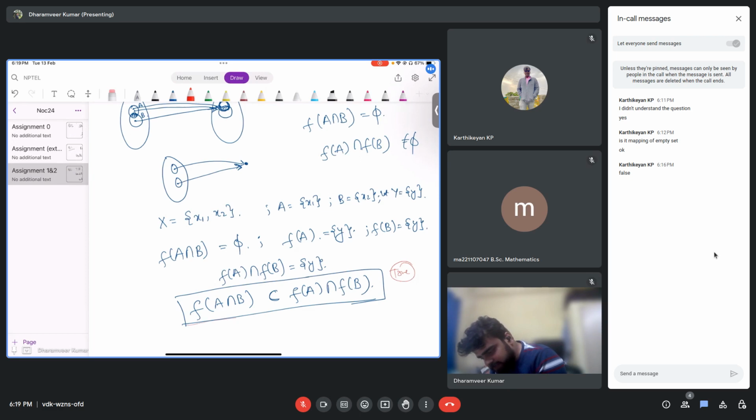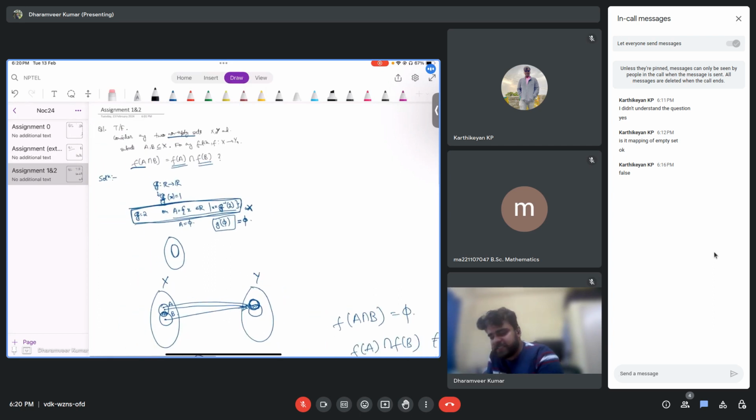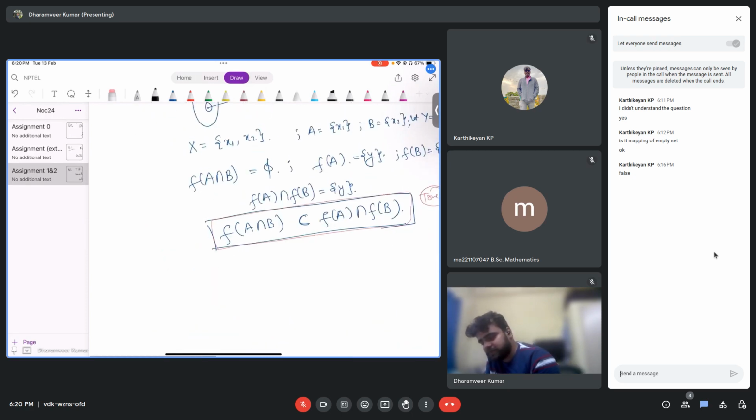So you have something over here. See, it was a very simple problem, right? Very simple problem, you can easily give one example or two examples like this. But now the question is, can you find a category of A, B, F such that equality holds?